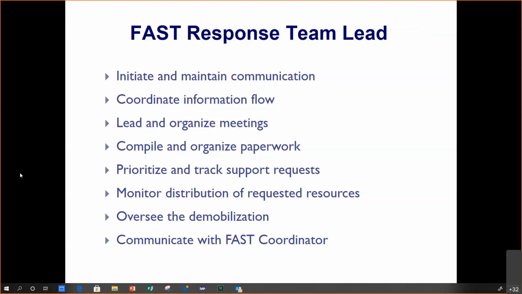So the team lead is very important, with a lot of responsibility. They're important in keeping that communication line strong and stable between the shelter, the coordinator, and the FAST team. Next slide, please.